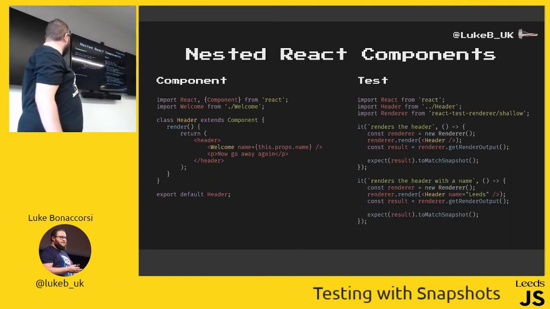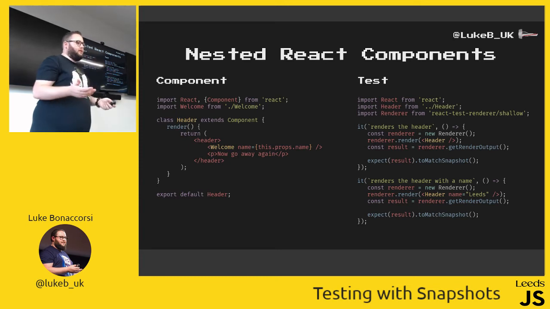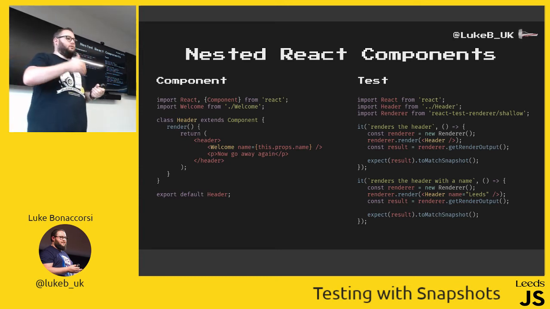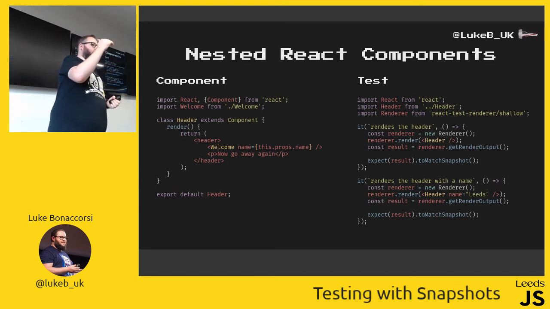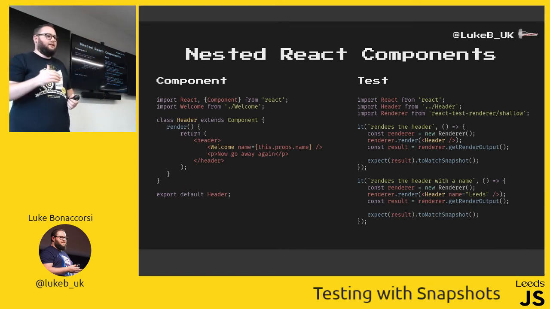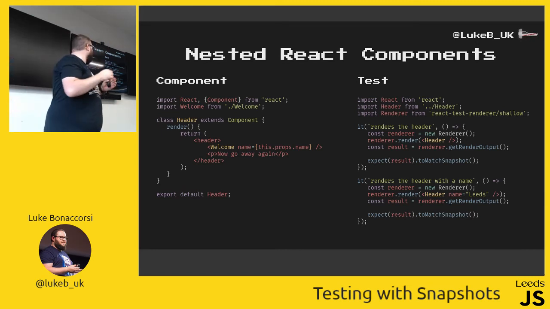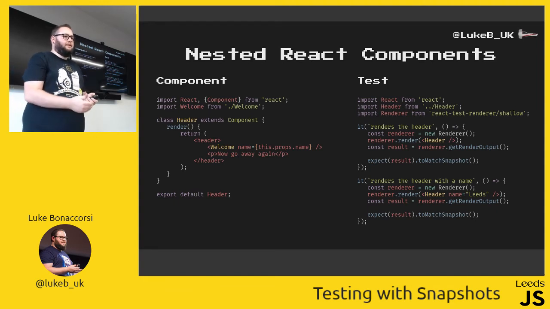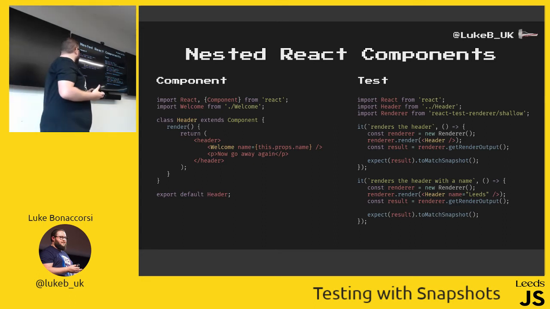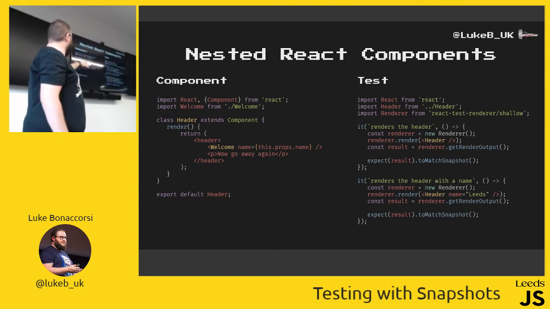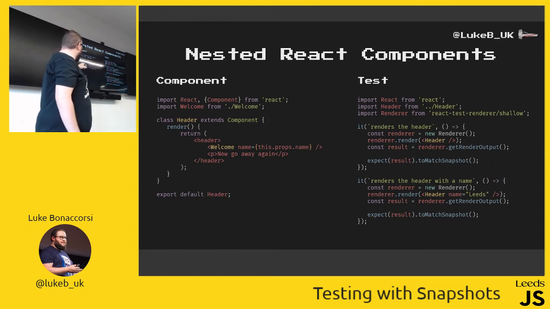And then if you've got nested React components, a test shouldn't care about things that are used inside it. It shouldn't have to render every single component and decide that, well, the component I brought in isn't matching anymore, because that should be tested by that component's tests. So we do what's called shallow rendering. In here I have a header that pulls in the welcome component and passes in a prop, and then has another element just saying now go away again.